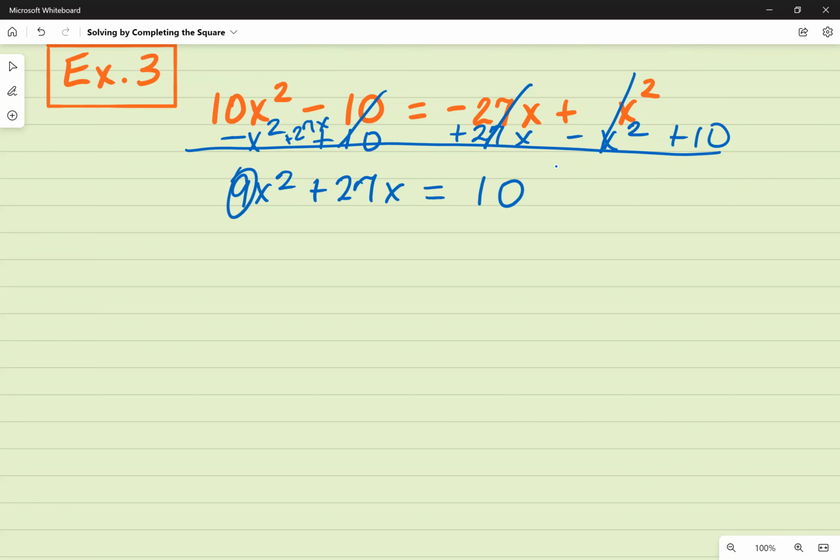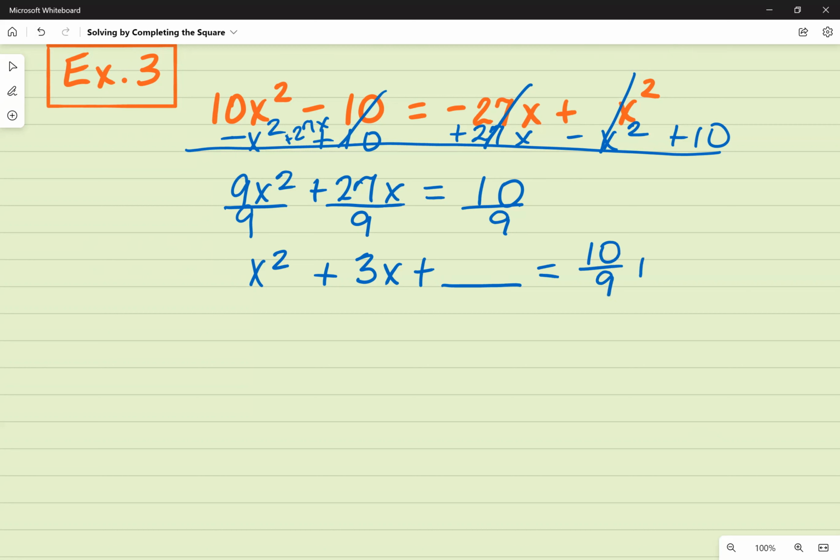Well, I notice my leading coefficient is not 1. So in order to make it 1, I want to divide it by this number. That's going to be 9, another 9, and another 9. When I do that, I'm left with x squared plus 3x, is equal to, and I can't divide 10 by 9, so I'm just going to leave it as 10 over 9. Oops, let's go ahead and put our plus blanks. That was my fault. So once I see that my leading coefficient is 1, I'm going to put plus blank, and that's equal to 10 over 9 and another plus blank.